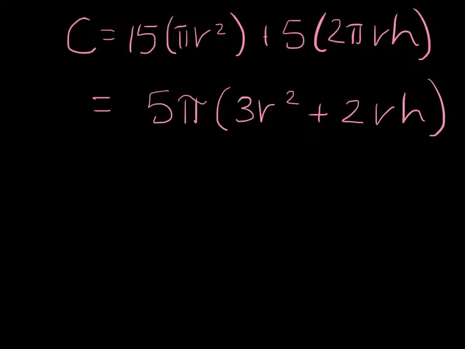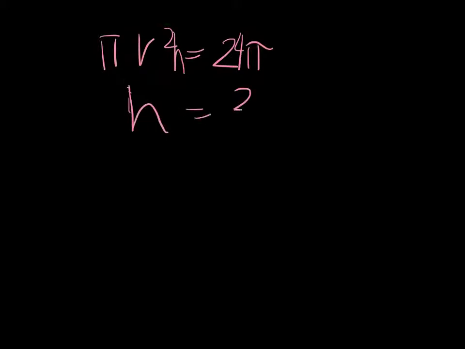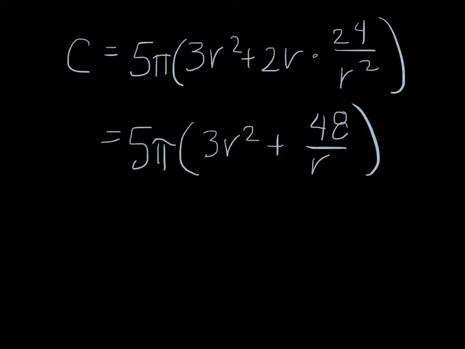We can express C as a function of one variable r by expressing h in terms of r. Since the volume of the container is 24 pi inches cubed, we see that pi r squared h equals 24 pi, or h equals 24 over r squared, as the pi's cancel. Now, we substitute, getting 5 pi times 3r squared plus 48 over r as the cost. The domain of the cost is 0 to infinity.